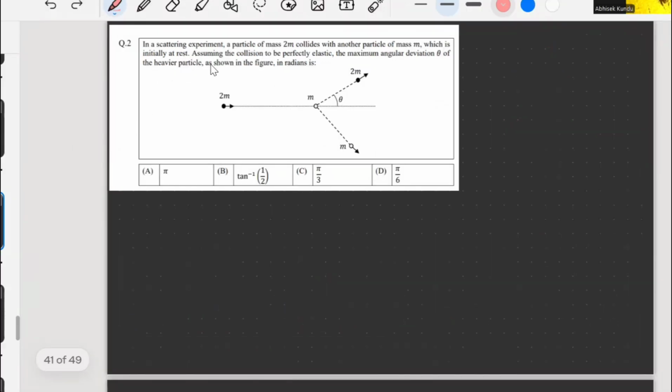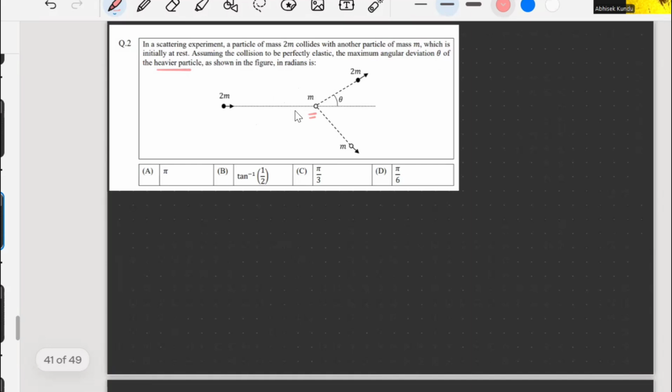In a scattering experiment, a particle of mass 2m collides with another particle of mass m, which is initially at rest. Assuming the collision to be perfectly elastic, the maximum angular deviation theta of the heavier particle, as shown in the figure, in radians, you have to find out.